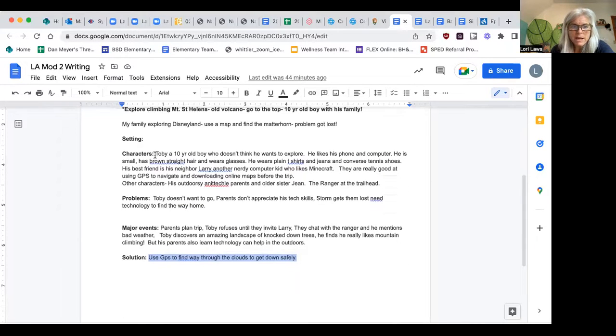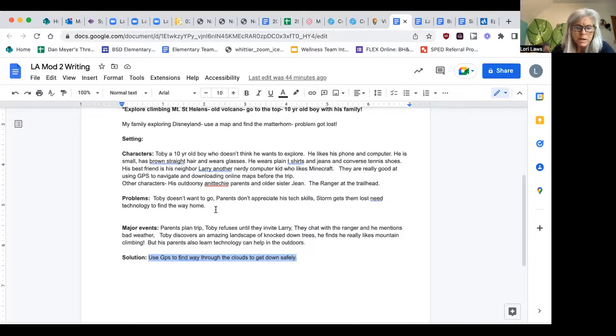And here I've got my characters started. Toby, a 10-year-old boy who doesn't think he wants to explore. He likes his phone and computer. He is small, has straight brown hair, and wears glasses. He wears plain t-shirts and jeans and Converse tennis shoes. His best friend is his neighbor, Larry, another nerdy computer kid who likes Minecraft. They're really good at using GPS to navigate and downloading online maps before the trip. Other characters, his outdoorsy anti-tech parents, and his older sister, Jean, the ranger at the trailhead.